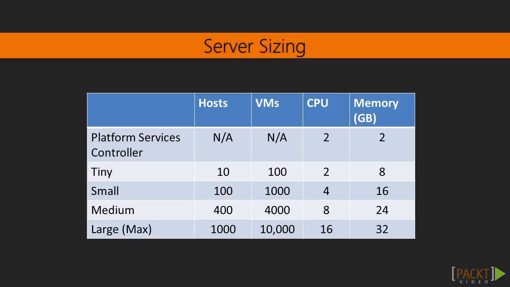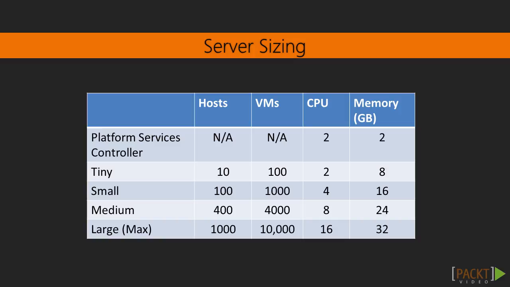Effectively, the Platform Services Controller functions take up 2 CPUs and 2 gigs of memory. So that's your baseline if you're going to run them together. Then, depending on the size of your environment, you'll need more or less CPU and memory. So for a tiny environment, 10 hosts, 100 virtual machines, they recommend 2 CPUs with 8 gigs of RAM.